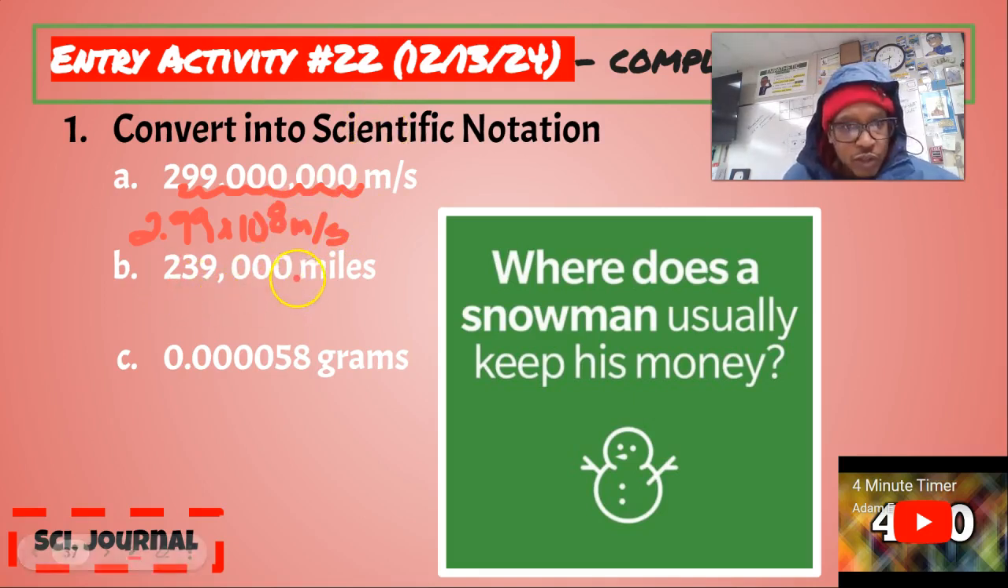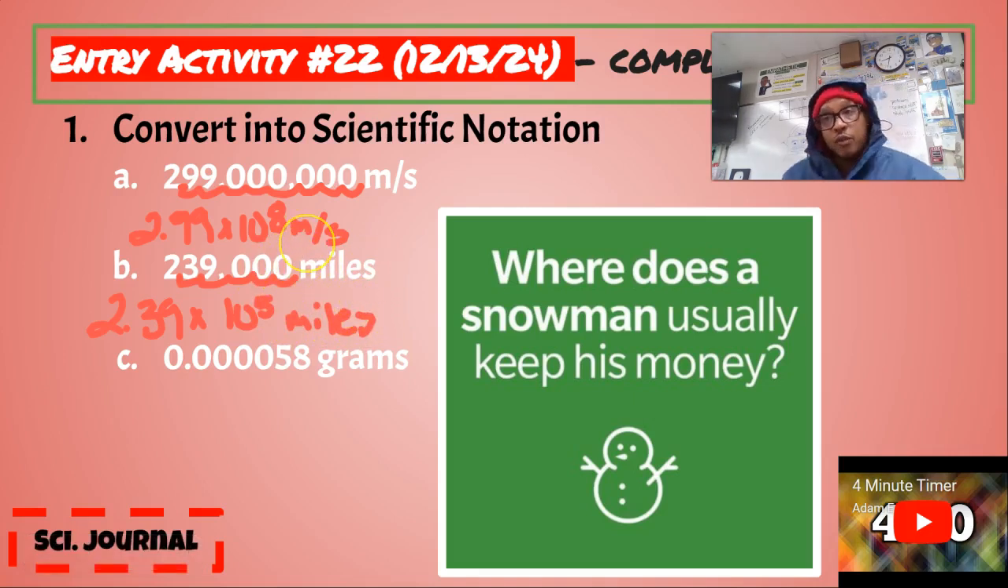Okay, let's try this one. This one is very similar. So we're going to go here and count 1, 2, 3, 4, 5. So we're going to go to 2.39 because that is between 1 and 10. The coefficient needs to be between 1 and 10. So we'll go 2.39 times 10 to the 5 miles. Again, big number, positive exponent. This is the approximate distance from the Earth to the moon, 239,000 miles.